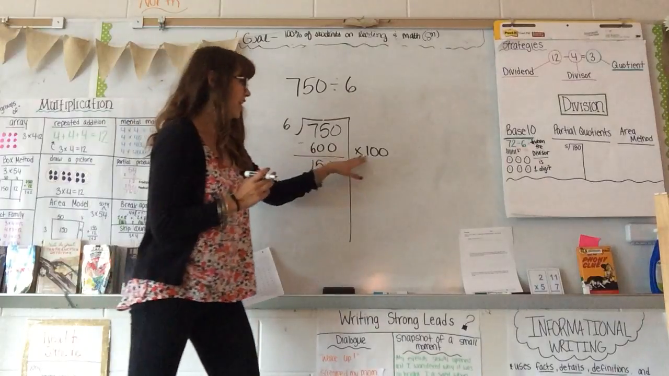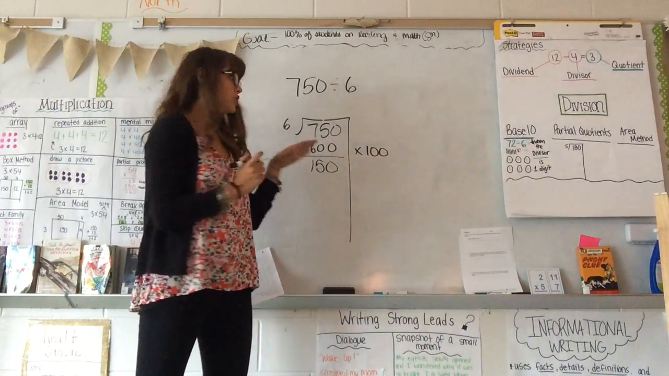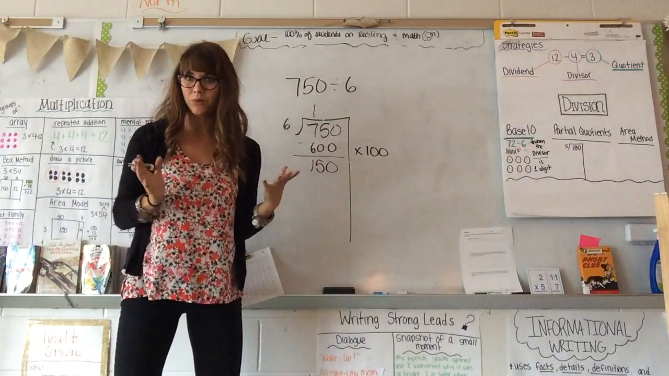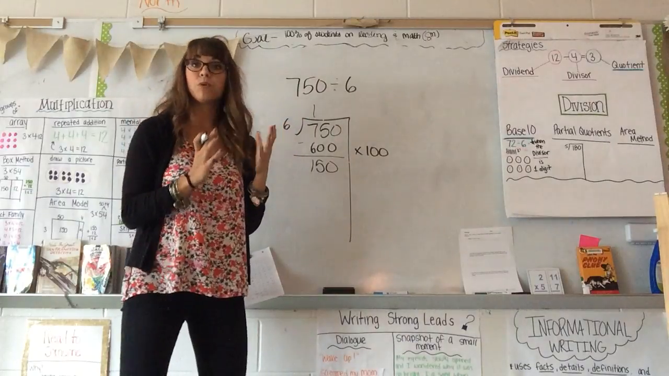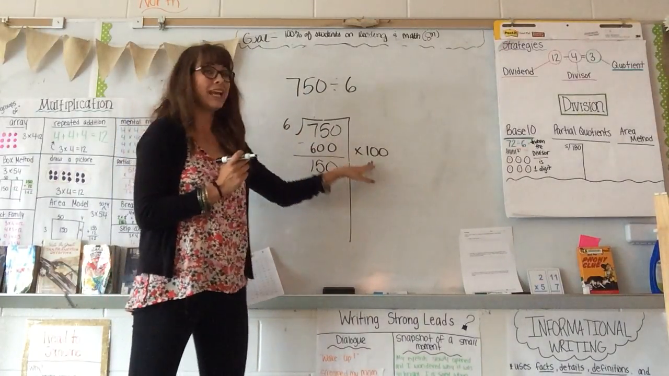But if we don't write the times 100, they forget what they're doing. They forget that what we did was multiply. So we're definitely not just going to put a 1 up at the top, because what does that 1 mean? A 6 doesn't go into it one time. We really want to encourage the students and the children to be able to understand the multiplication that they're actually doing behind the strategy.